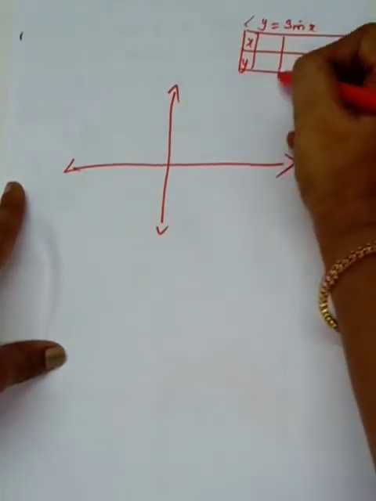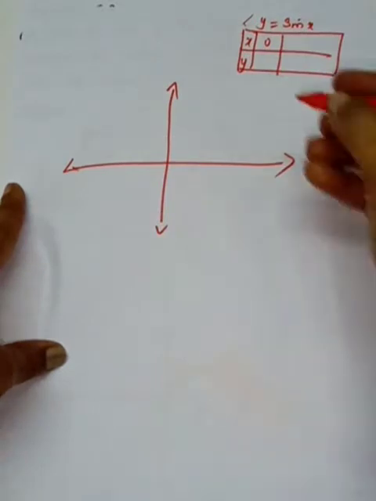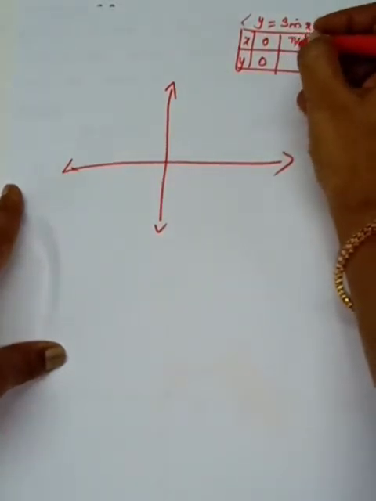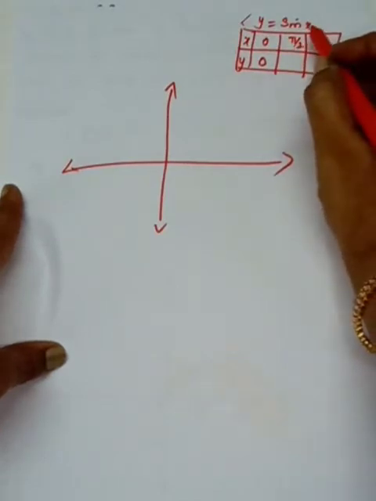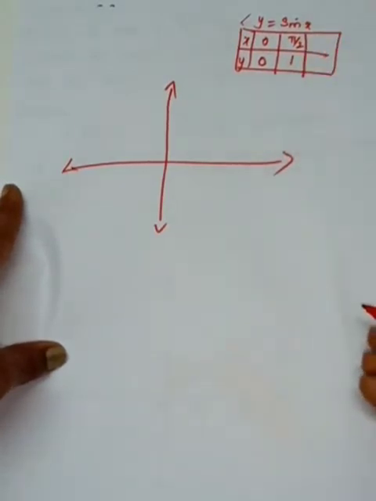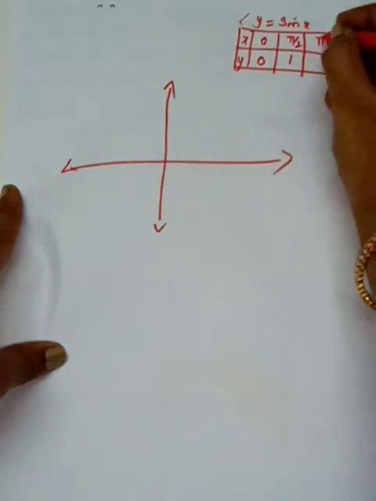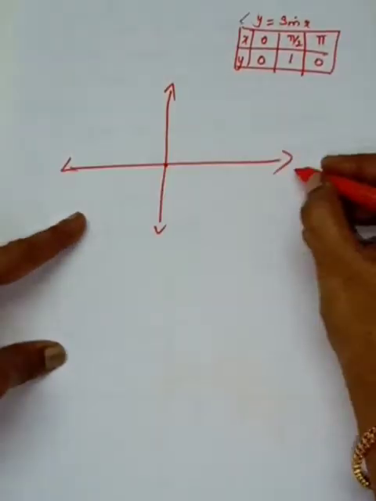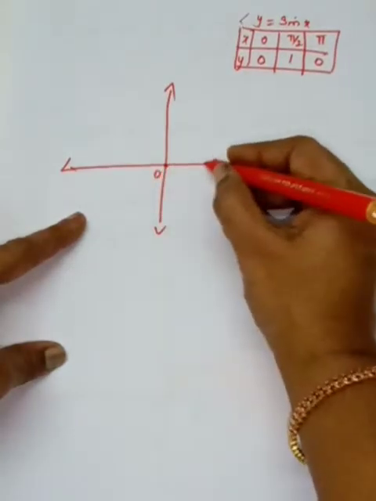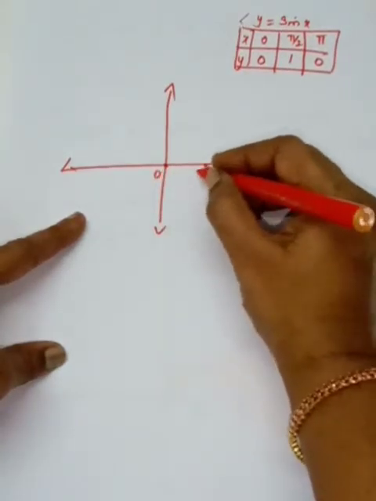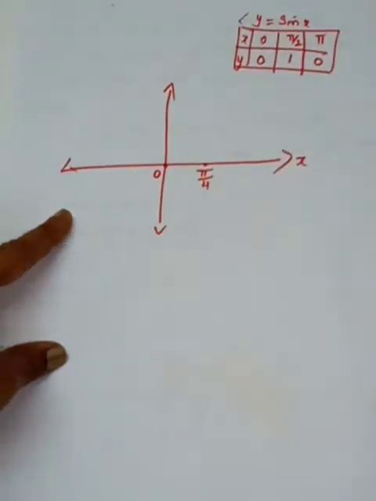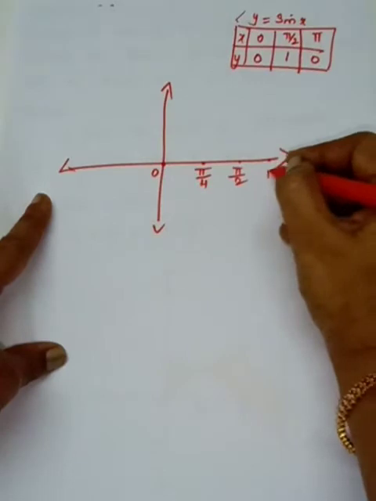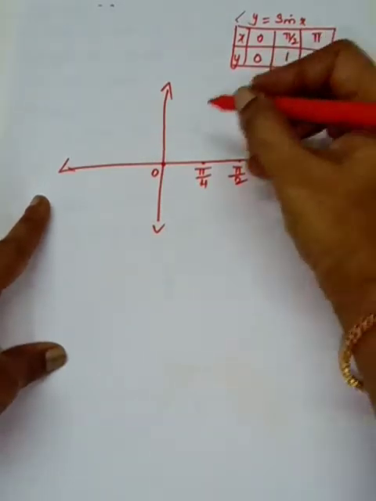Put x is equal to 0. Sin 0 is 0. And x is equal to pi by 2, which means 90 degree. Sin 90 degree is 1. And next x is equal to pi. Sin pi is 0. So the points here you have to mark on the x-axis: 0, here you will have pi by 4 because the point of intersection is at pi by 4, next pi by 2, next pi.